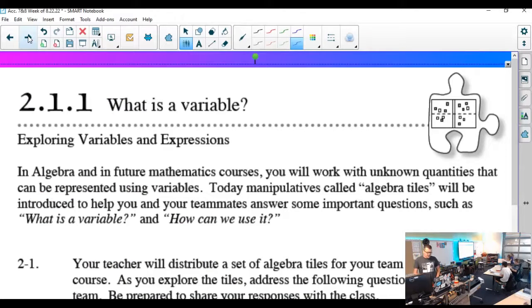So what are algebra tiles used for? Zach, what are algebra tiles used for? Pass. Mike, what are algebra tiles used for? Where is Mike? Why did my cards? Who did this? Oh, you. Shh.